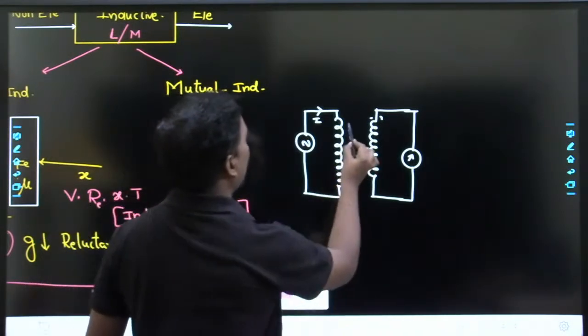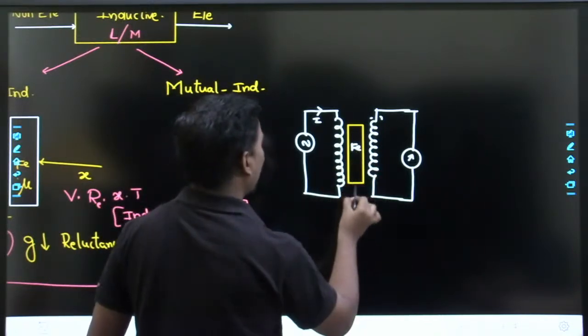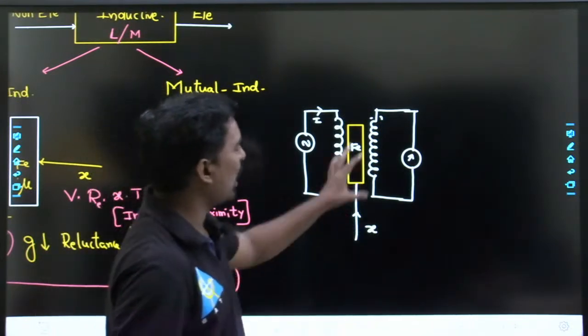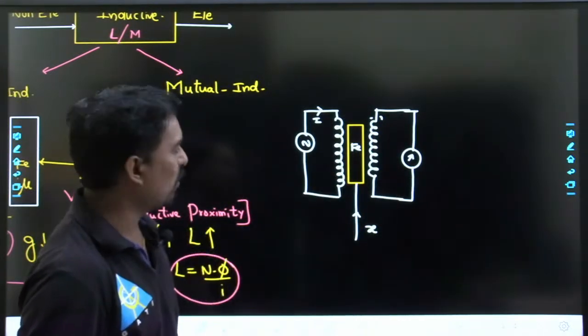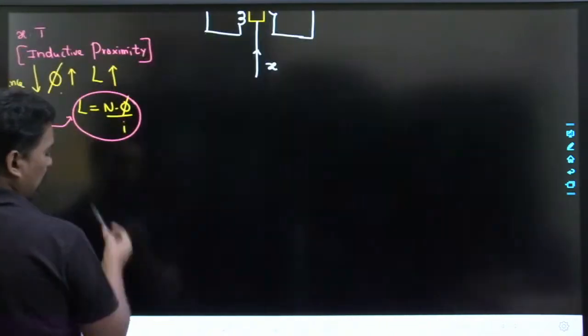Now what I am doing is, in between these coils, I keep a ferrous core, and if I apply displacement to this ferrous core, then what happens? This displacement can change the voltage across these devices. This concept I will use in one device called LVDT.